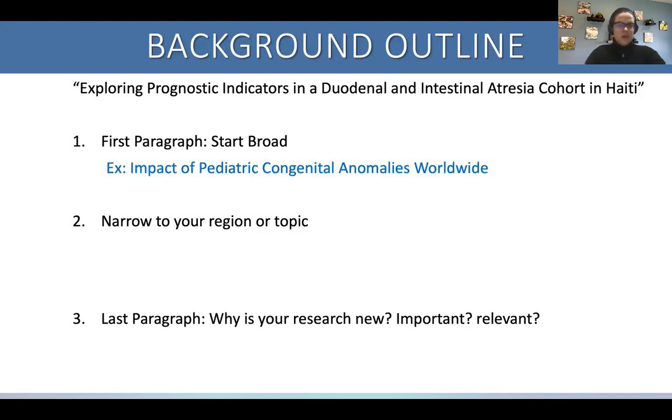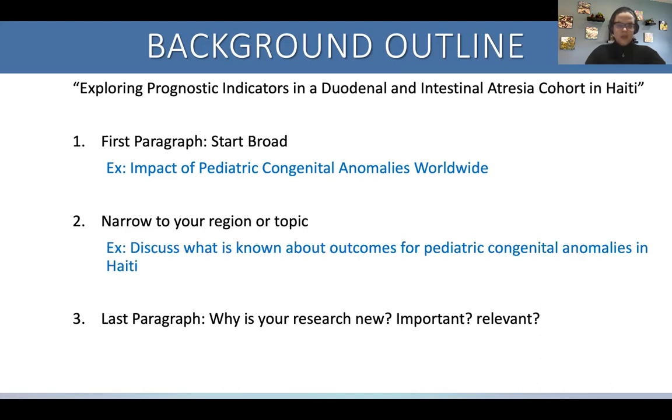So in our first paragraph with this example, we would look at the impact of pediatric congenital anomalies worldwide, including sentences on how many children are estimated to be affected by these and what the overall mortality is in other countries. Then you can narrow to your region or topic. So for this example, we would say, what do we know about pediatric congenital anomalies in Haiti?